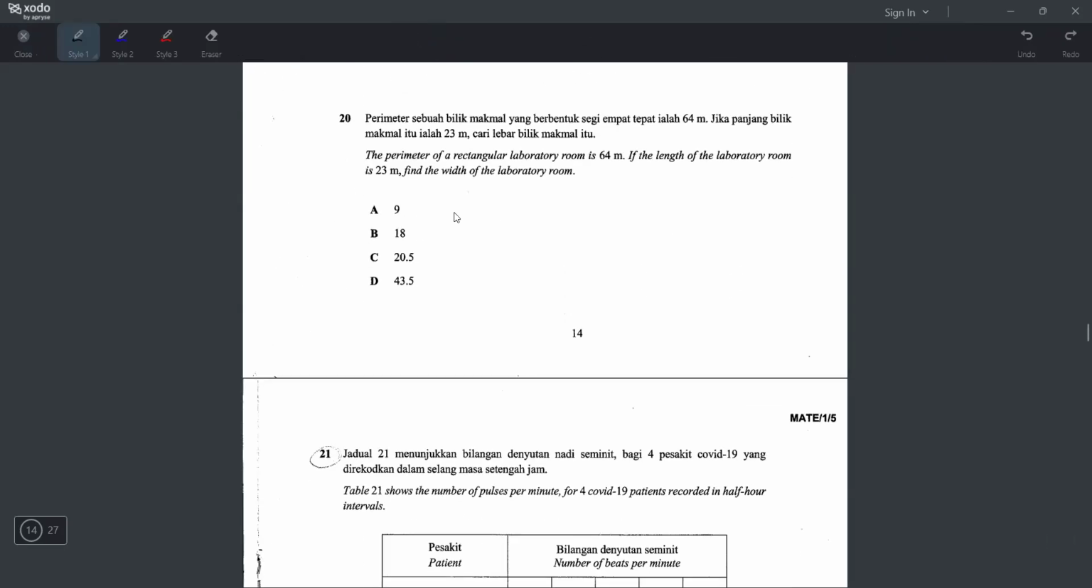Okay, number 20, let's read. The perimeter of a rectangle is 64. Let's draw a rectangle and then write P equals 64 meters. If the length of the laboratory room is 23 meters, so the length of the lab is 23 meters. So this is the length, and the opposite side will be the same also because it's a rectangle. Find the width, the lebar of the lab. So this one is the width. I call it x.